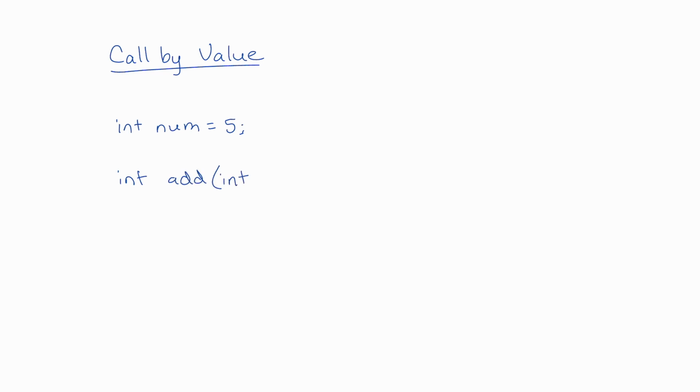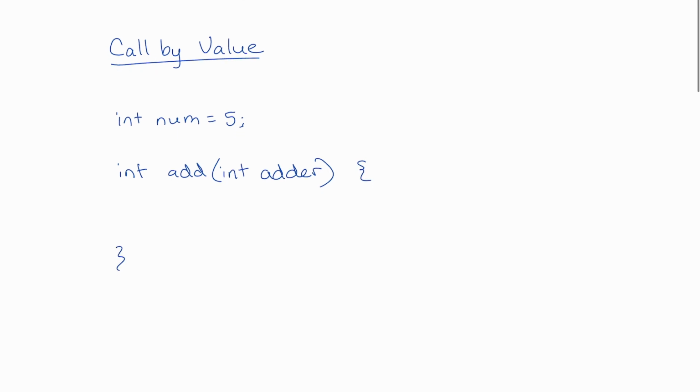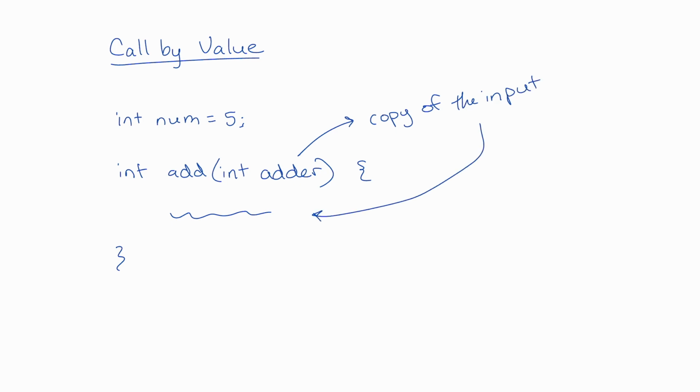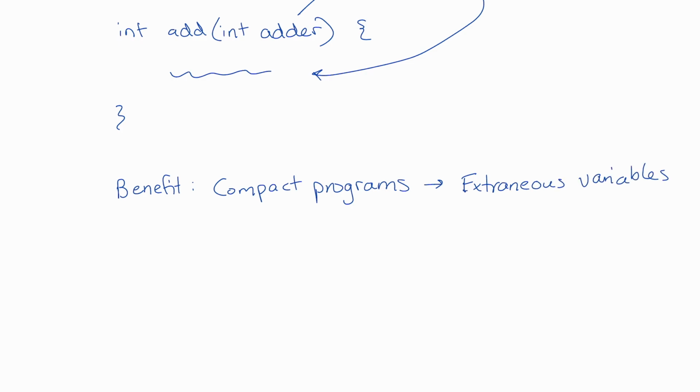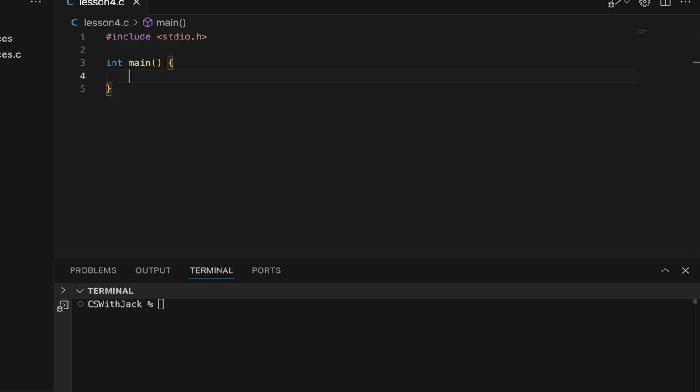that takes in an integer, and we do something to that parameter inside the function, this will be a copy of the input, and will only alter it within here, not outside. It can be seen as a benefit as it leads to more compact programs with fewer extraneous variables.